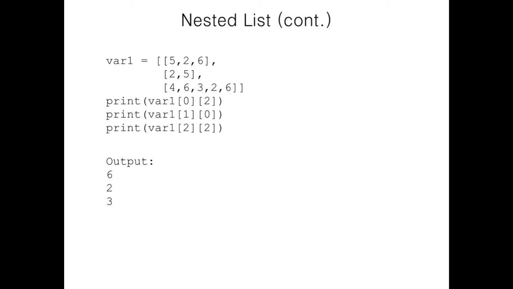In Python, a nested list does not need to be of the same length. Here we have an example of a nested list, so a list containing 3 lists, and the first list containing 3 items, the second list containing 2 items, and the third list containing 5 items.